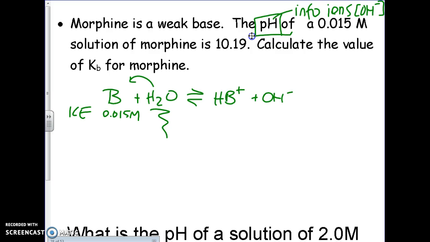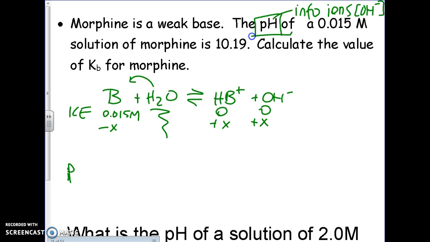At equilibrium, though, you know that a specific amount of B is going to be reacting. So I'm subtracting x, adding x, and adding x. And that specific amount of x that's reacting is going to be attributed to our pH. So I'm going to use pH now to find what x is.